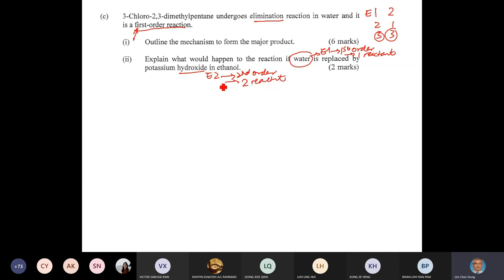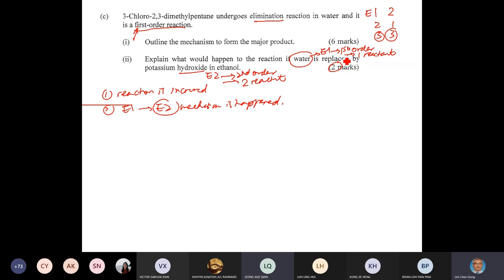Get it? So if they ask you what happened to the reaction when you replace it, you can give the point that the reaction rate is increased. Number two, what's the reason? Because it changes from E1 to E2, so that means the E2 mechanism has happened. So 2 marks: give 2 reasons. Am I answering your question?